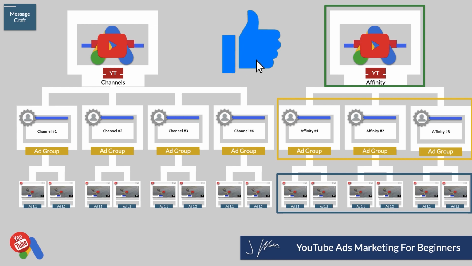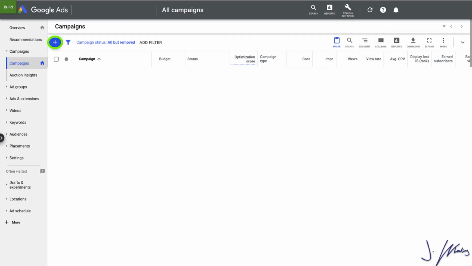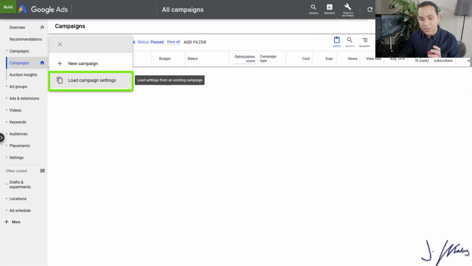If you're still watching, it's time to actually go do this all over again for our second campaign that's going to be targeting channels. Now, don't worry, we can copy a lot from what we did for the first one. So we don't have to do everything from scratch, especially when it comes to the campaign settings and the ads. So let's jump back into our ads account. We'll click on the blue plus button, but this time we're going to click load campaign settings to make this go a heck of a lot faster than it did the first time.